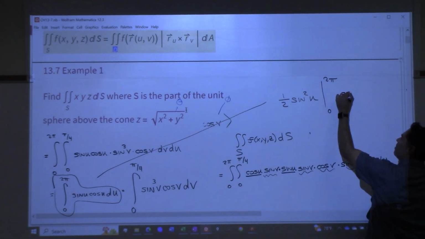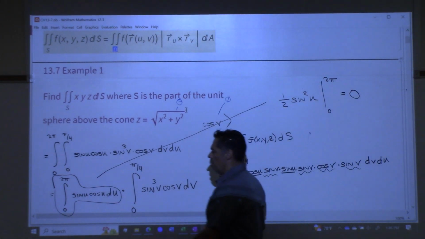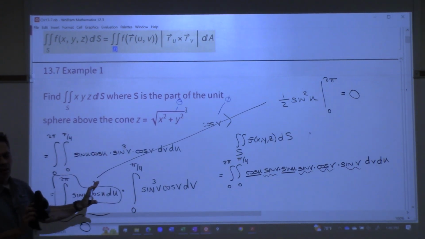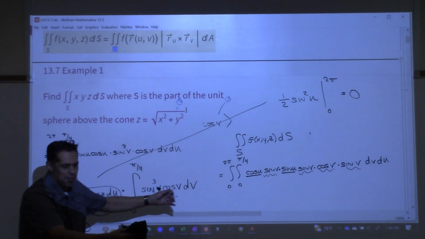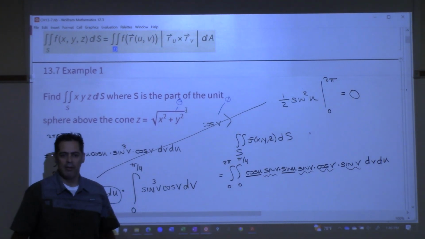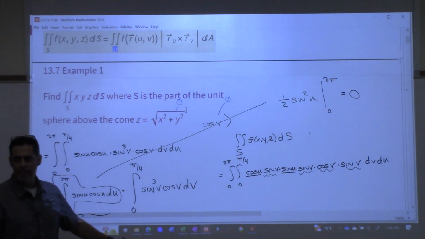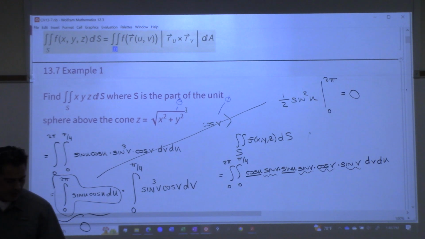So this is going to become 0. And if this is 0, then so is that. I mean, well, not so is that. Then the final answer is 0 because 0 times that's going to be 0. So I don't even need to do that integral, although that would be a basic u sub as well. So the final answer is 0.